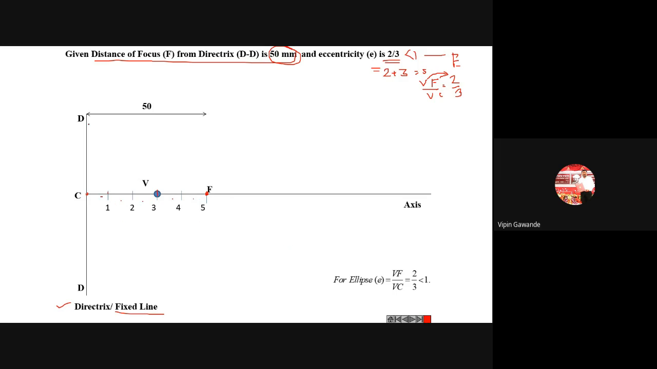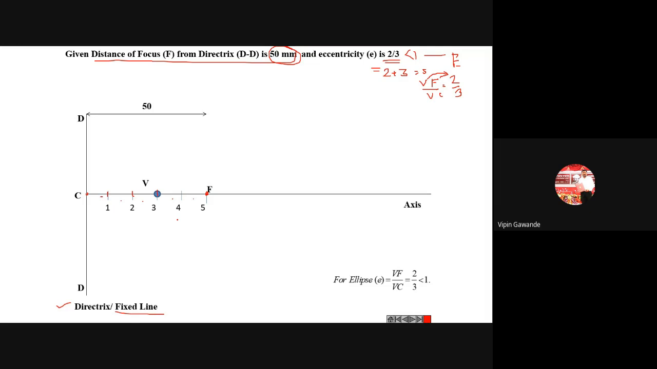So what have we done? We have taken first a vertical line, that is our directrix. We have drawn one horizontal line, that is our axis. We have marked the CF distance, that is the distance of the focus from the directrix, our 50 mm. Then we have to divide this CF into a number of divisions. How many divisions? That is equal to the addition of the eccentricity terms, so 2 plus 3, 5 divisions. So we have marked here 1, 2, 3, 4 and 5. Now how to mark the vertex? Just see here, VF is having 2 divisions, VC is having 3 divisions. So start from F, 1, 2, mark here V. VC automatically gets the 3 divisions. So this is required.